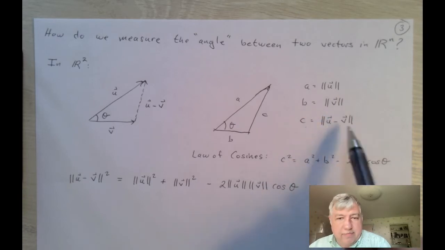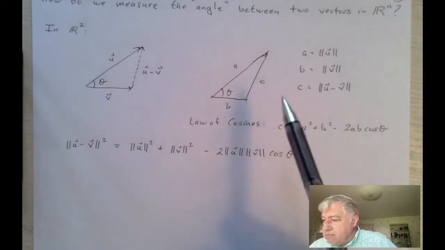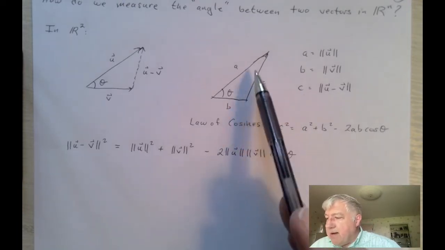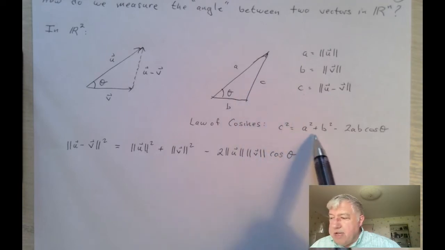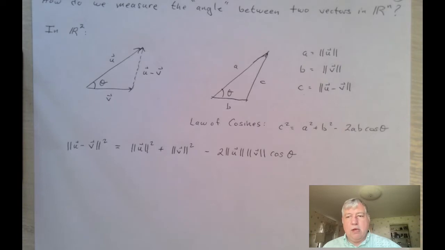Now, if you remember the law of cosines, which I most certainly do not, and most people who are not teaching math or taking math or trigonometry tend to forget this. But the law of cosines says that if c is the side opposite the angle, then c squared is a squared plus b squared minus 2ab cosine theta. Okay, we know that from trigonometry.